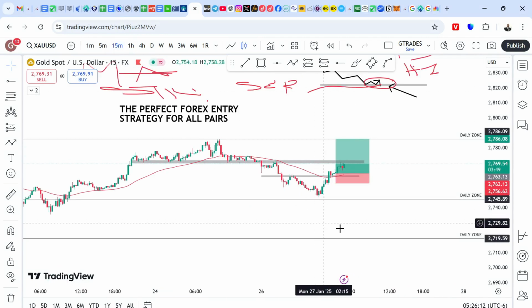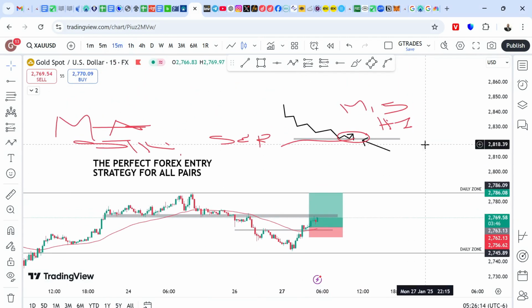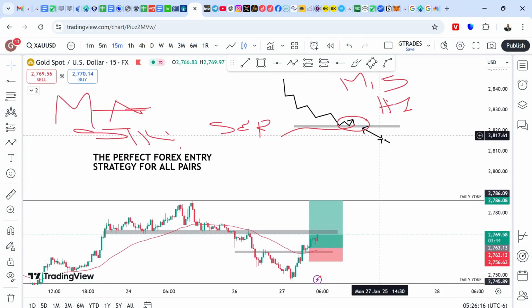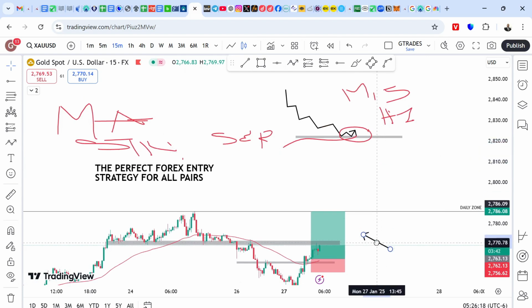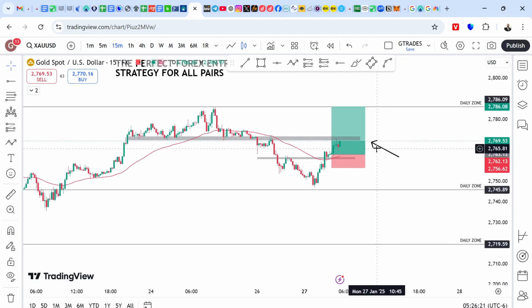Now on the 15-minute time frame, I was able to spot this thing I showed you here. You can see this thing I showed you here. I was able to spot it here. Now what happened on the 15-minute time frame?